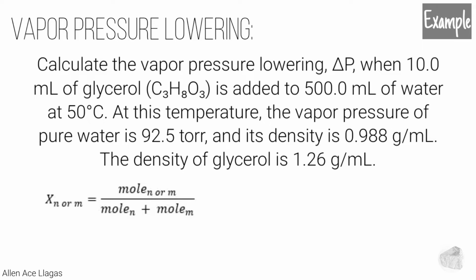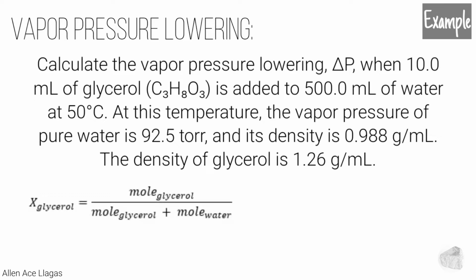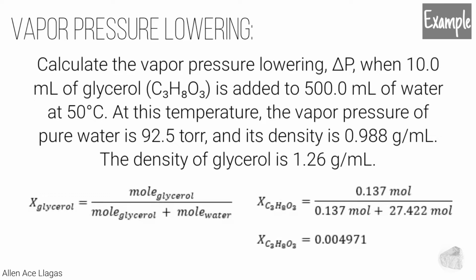Moving on, we can actually equate mole fraction like this. X sub n or m is equal to moles sub n or m over moles sub n plus moles sub m, where n or m can either be the solute or the solvent, as long as the denominator is the entire solution. Thus, referring to the mole fraction of the solute, glycerol, we get 0.004971.